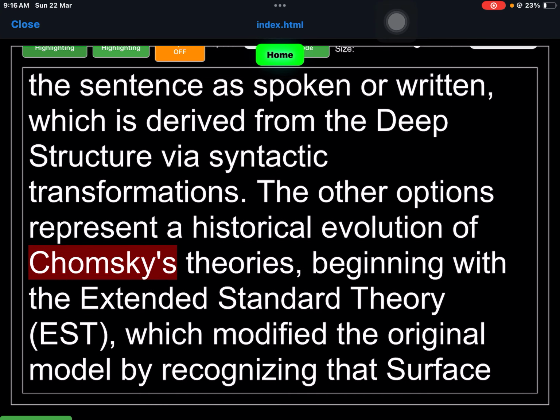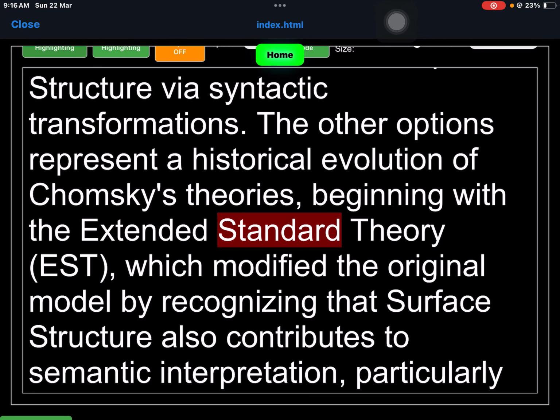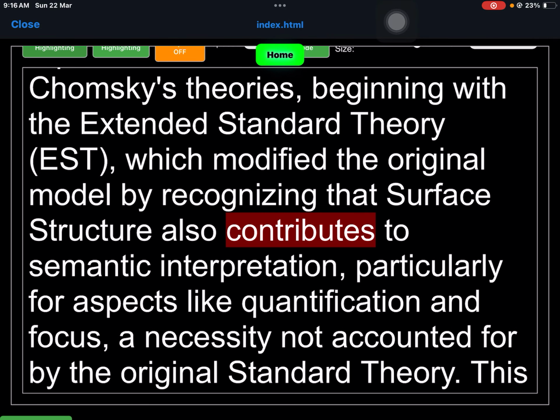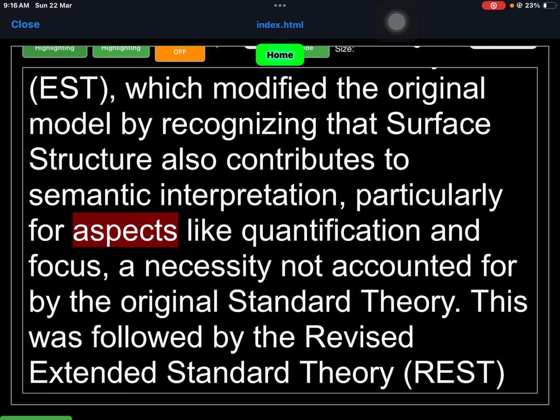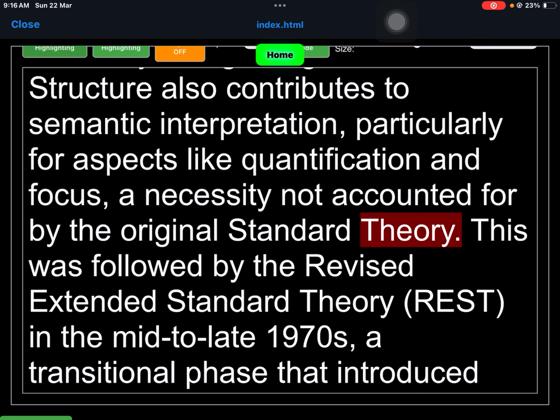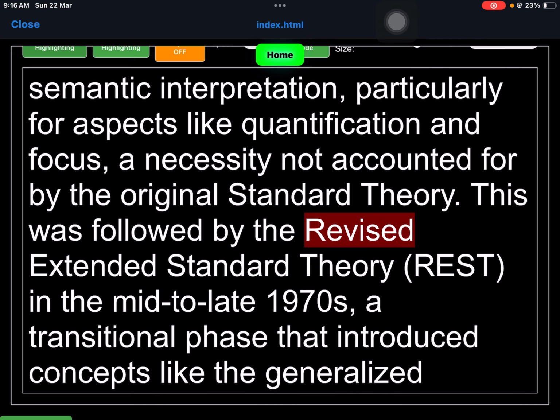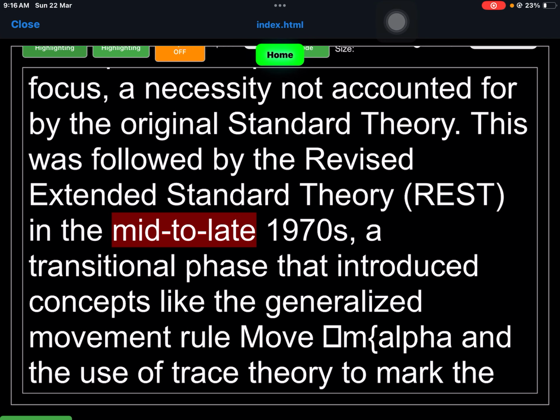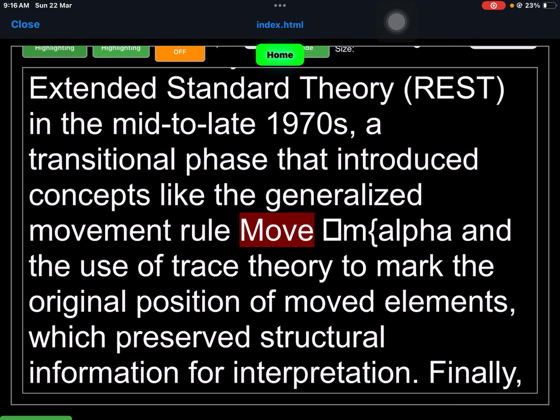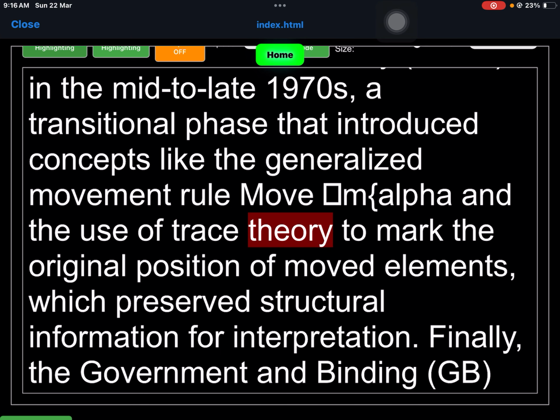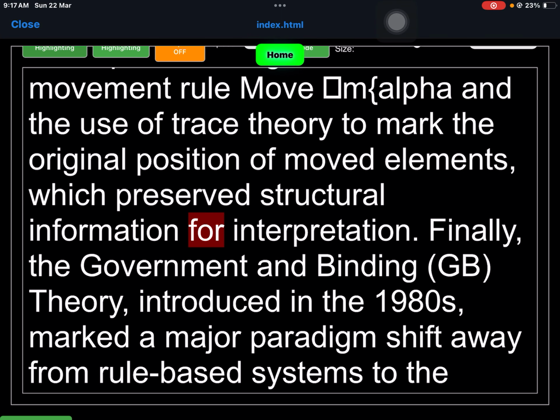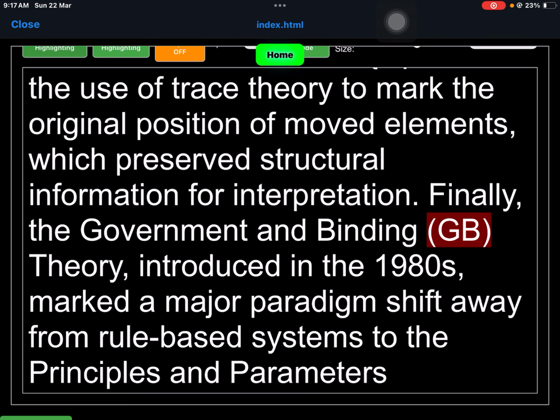Other options represent the historical evolution of Chomsky's theories, beginning with extended standard theory (EST), which modifies the original model by recognizing that surface structure also contributes to semantic interpretation, particularly for aspects like modification, focus, and negation, not accounted for by the original standard theory. This was followed by the revised extended standard theory in the mid to late 1970s, a transitional phase that introduced concepts like generalized movement, move alpha, and the use of trace theory to mark the original position of moved elements, which preserved structural information for interpretation.